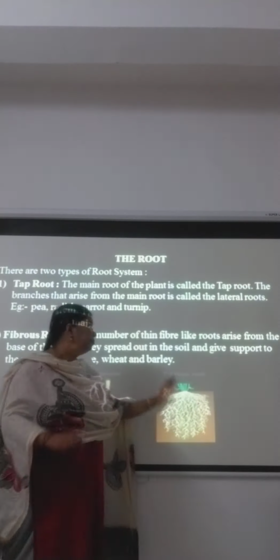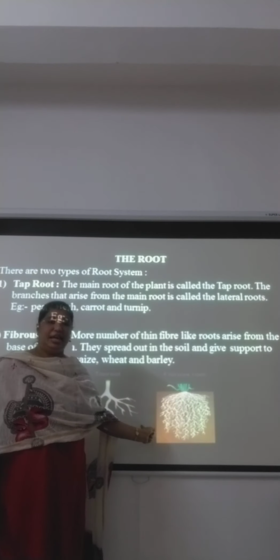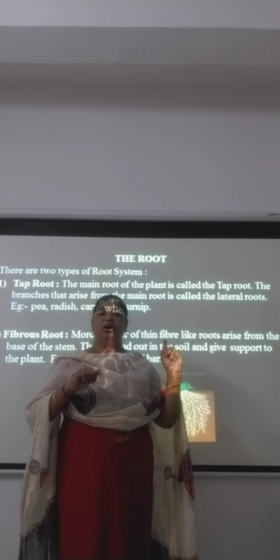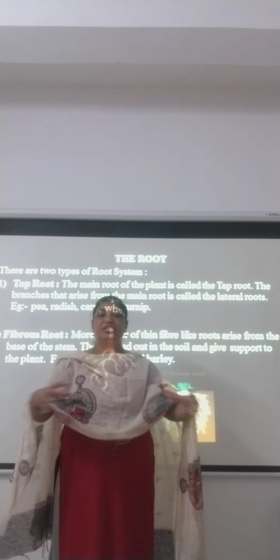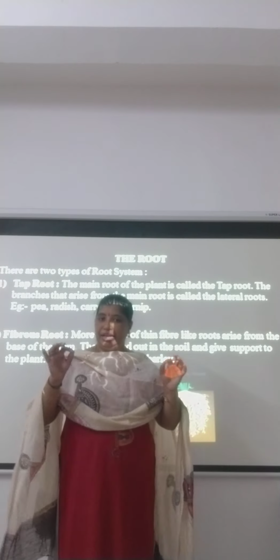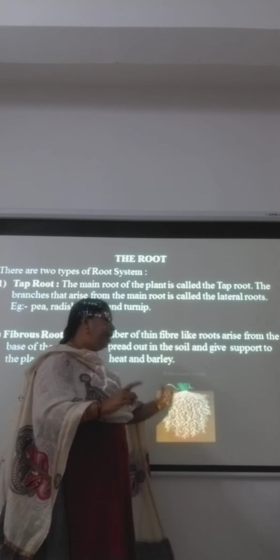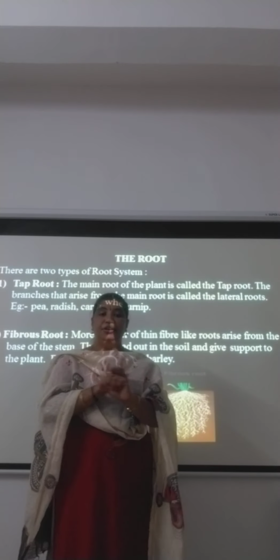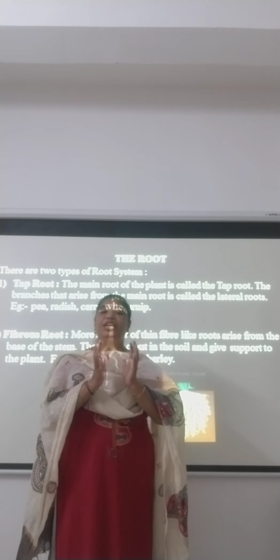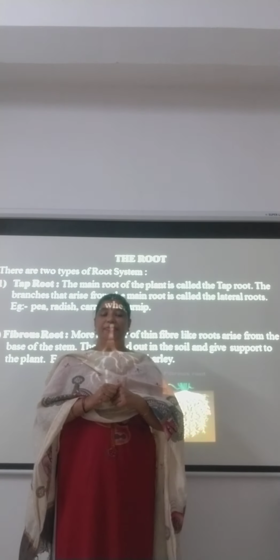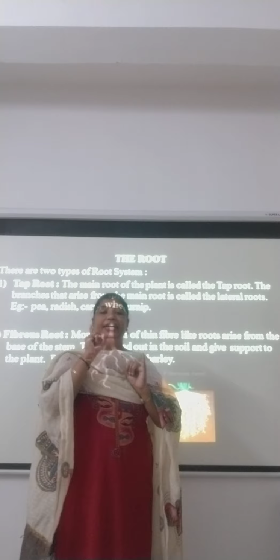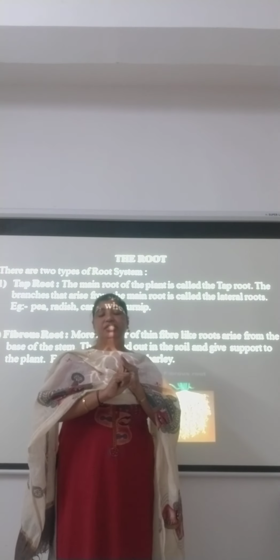Now have you understood the difference between taproot and fibrous root? Yes, taproot, main root is present. It goes deep into the soil. To the main root, side roots are coming out, and these side roots are called as lateral roots. But in fibrous root, there is no main root. From the base of the stem, a big thick bunch of roots will come out. They hold the soil. Understood? So, main root is present only in taproot system and it is absent in fibrous root system.